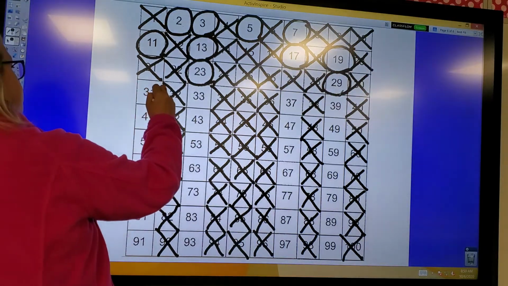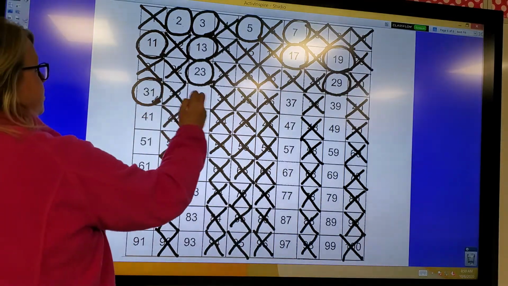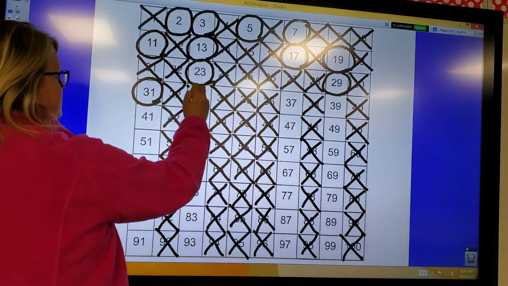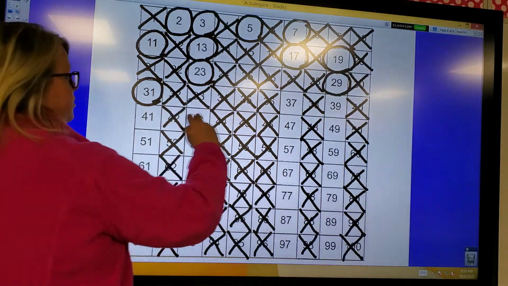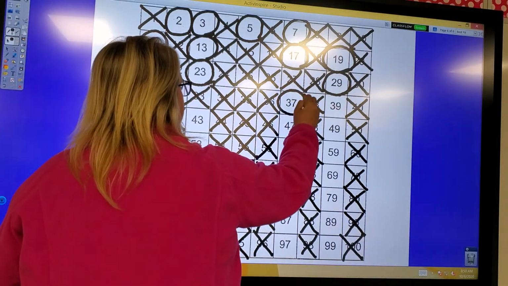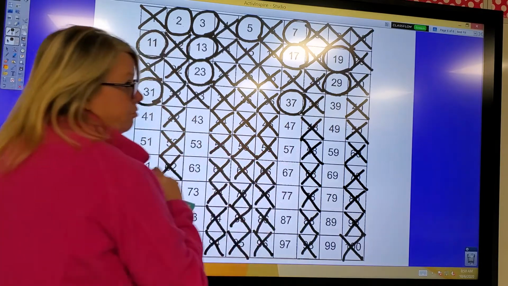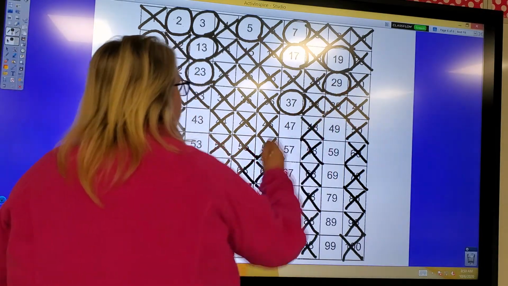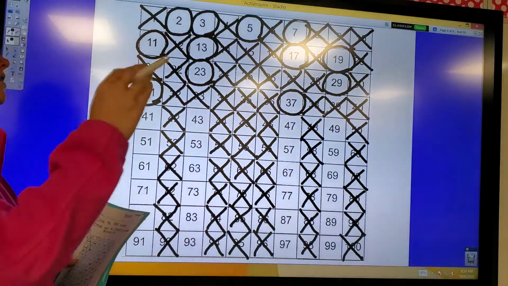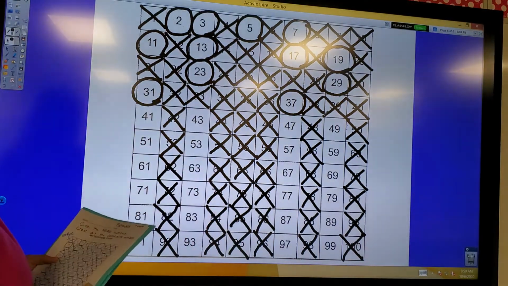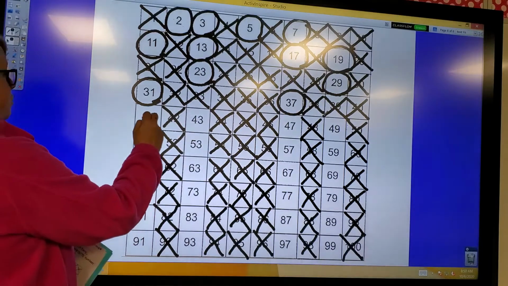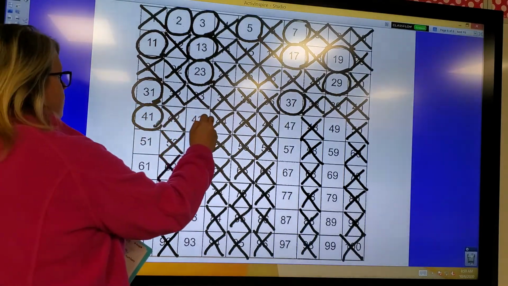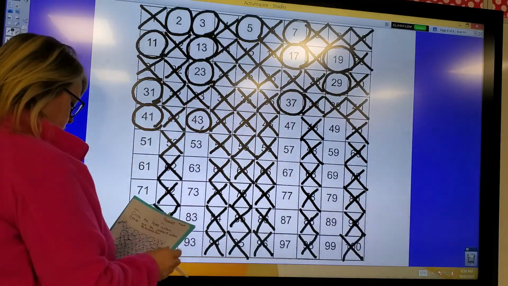31 is prime. 33, you can do 3 times 11, so it is composite. 37 is prime. 39, you can do 3 times 13, so it is composite. Remember our rule there, 3 plus 9 is 12. 12 is divisible by 3, so that means 39 is divisible by 3. 41 is prime. 43 is prime.